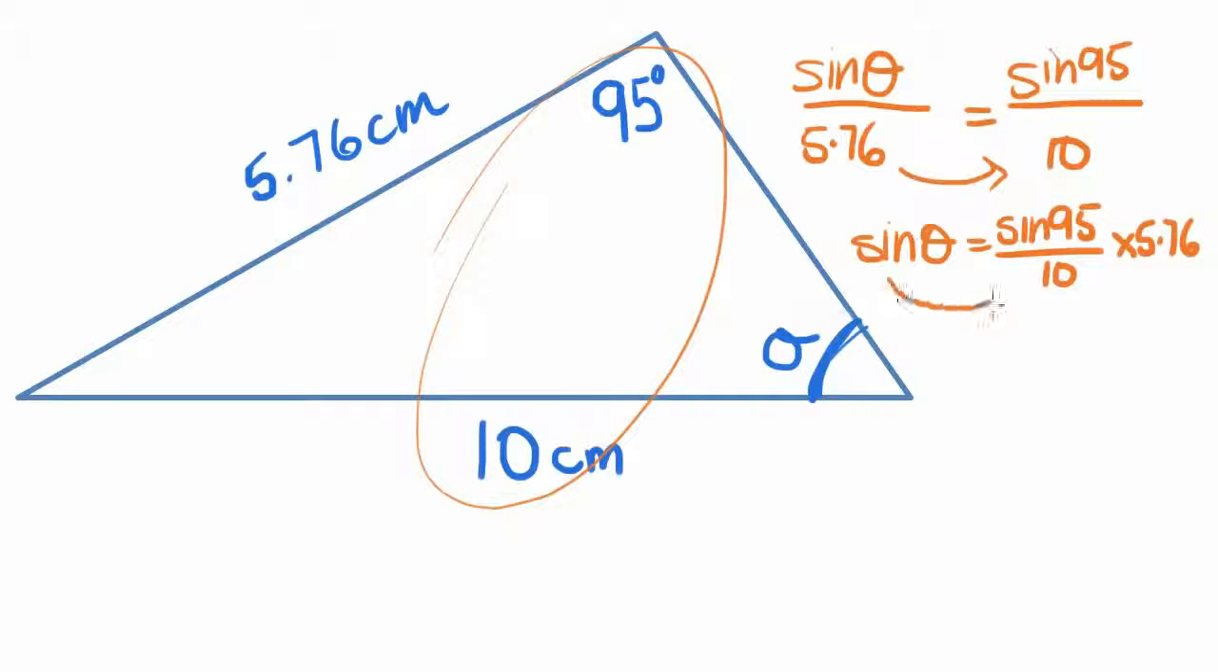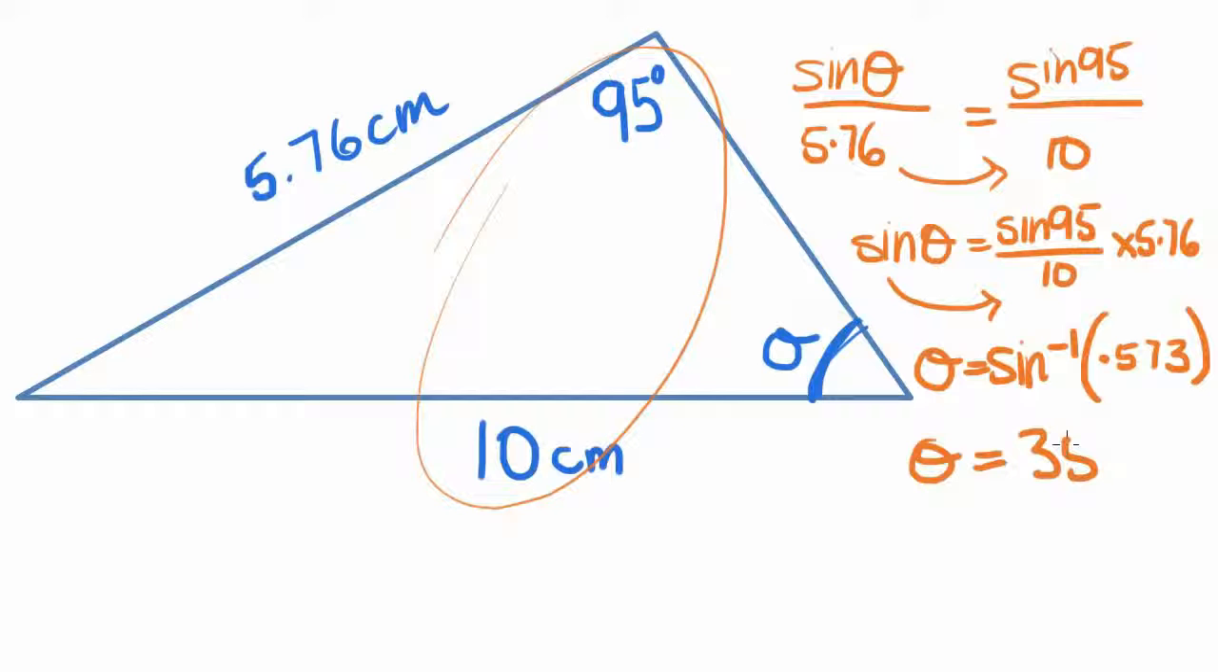Now, to undo the sine business over here, basically what I'm going to do, the inverse of that operation, is to take the inverse sine. So theta equals the inverse sine, which on your calculator looks like sine to the negative 1 of all of this information. So when I work this out on the calculator, that gives me 0.573. And now what I'm going to do is take the inverse sine. I'm going to hit sine to the negative 1 of that 0.573. And what do you know? I end up with theta equals 35 degrees.